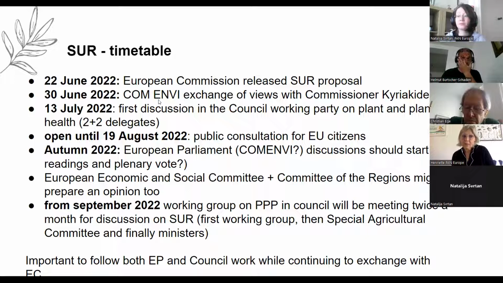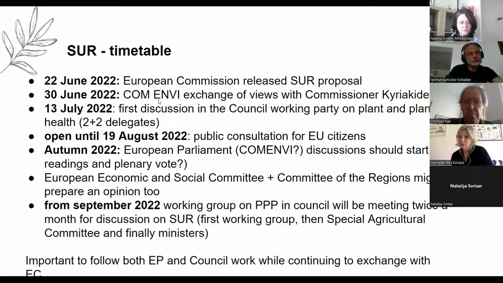The European Council has already announced that they will have their first working party to talk about the SUR on the 13th of July. They will have one meeting before the summer break, and each member state can bring 2 delegates sitting at the table negotiating and 2 sitting behind. As I emailed you yesterday, please start lobbying your national parliament to make sure the delegation is not only staff from the commission and the agriculture ministry, but also from the health and environment ministry. It is for the member states themselves to define that.